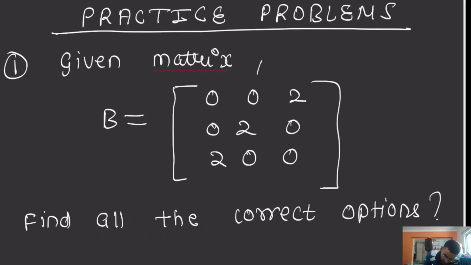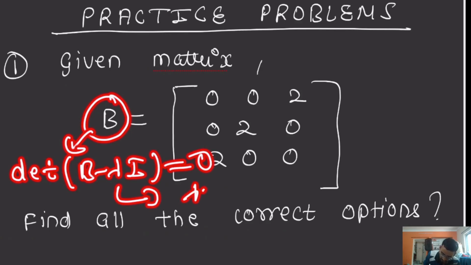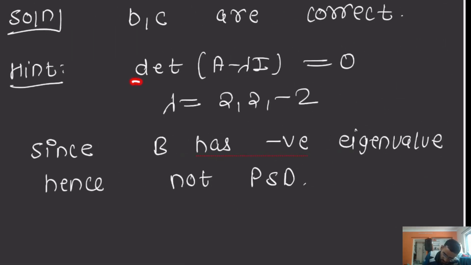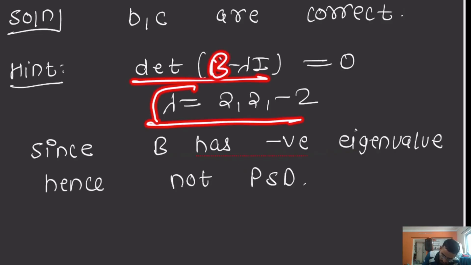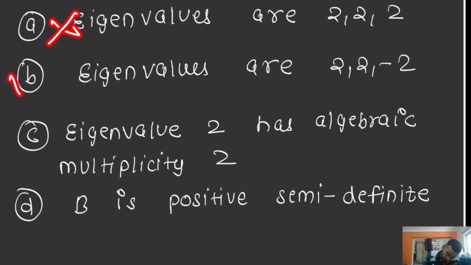Okay, so for finding eigenvalues of B, first we need to find the roots of the characteristic equation, that is determinant of B minus lambda I is 0. If we find the roots, then we can find the eigenvalues of B. By solving this characteristic equation, we get that the eigenvalues of B are 2, 2, minus 2. So this option is wrong, and this one is correct.